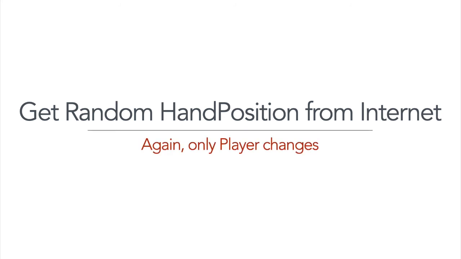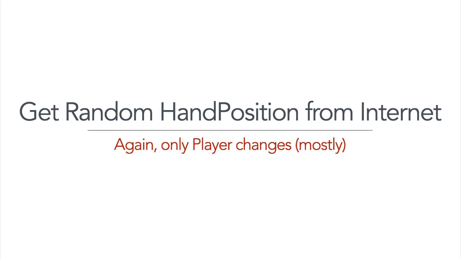In my Vapor instance, I also have an endpoint that generates hand positions, not just ints, and so I can get a random hand position from the internet. And again, only player changes, well, for the most part. I have to have one other small change, and that is I take my hand position and I have to wrap it up inside of something at the Vapor end of things, so I'm going to have to unwrap it at this side. So I create something called random position, and it just contains a hand position.